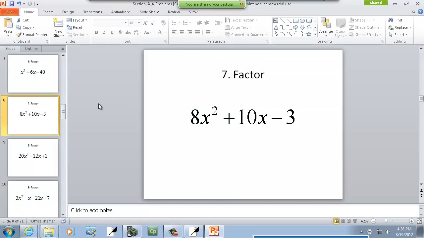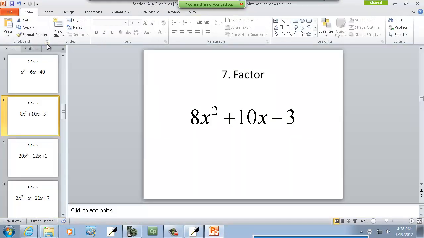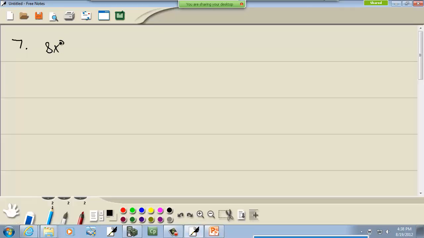Let's look at number 7. We've got 8x squared plus 10x minus 3. Okay. GCF, there isn't any. Grouping, 4 or more terms, that doesn't fit. PSD, it's close. x squared, x, no, but there's a number in front of our x squared, so it's not PSD. So this is the key number method.